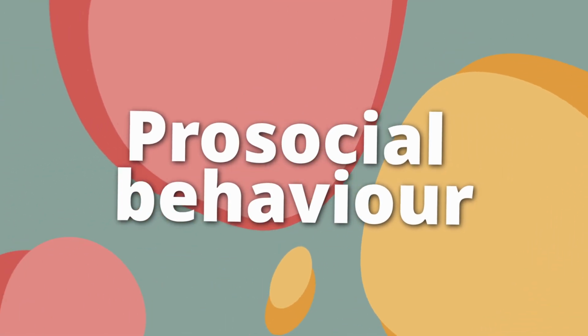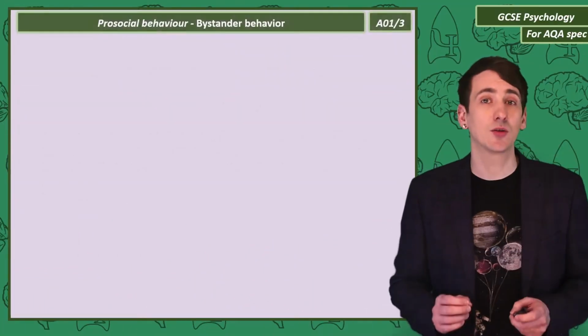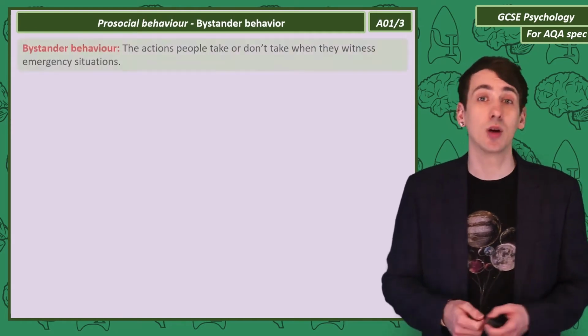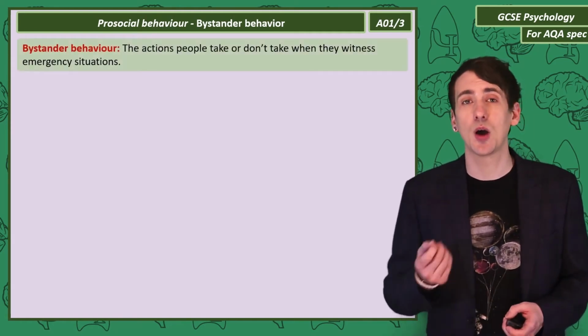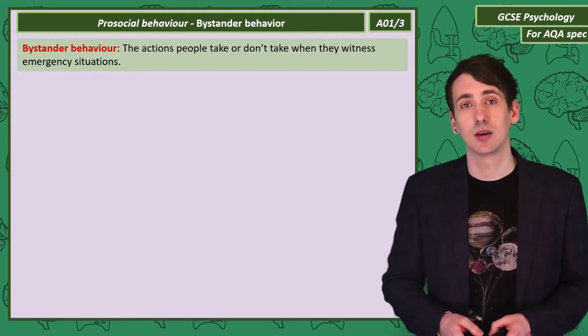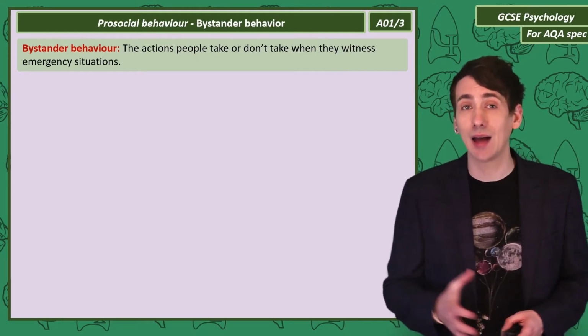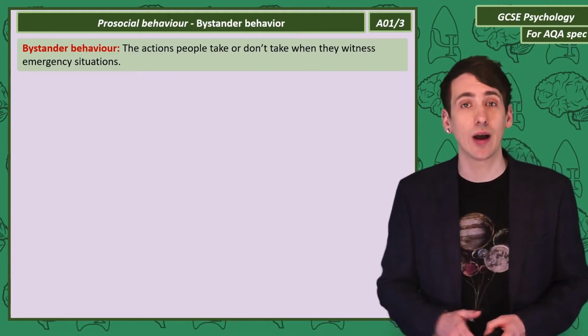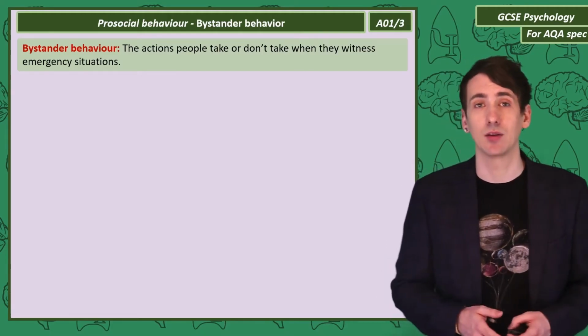Prosocial behaviour. Psychologists are interested in the actions people do or don't take when they witness an emergency situation. This is called bystander behaviour. In what you'll notice is a bit of a pattern in these social influence videos, we're going to consider social and dispositional factors surrounding bystander behaviour.